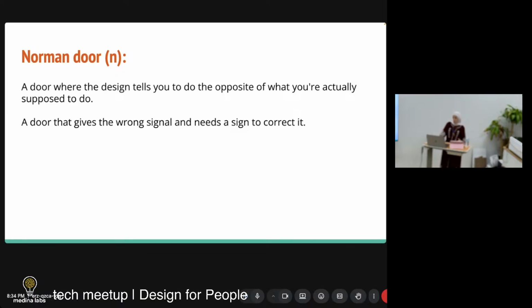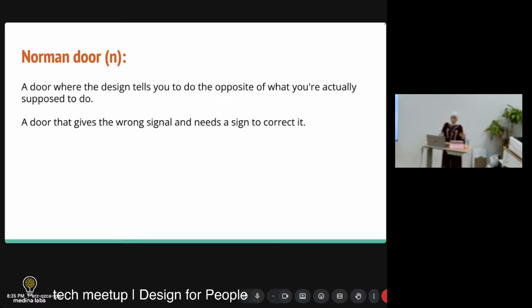And this concept does not apply only to doors. It applies to anything you're using. It applies to websites and apps. So if you have a button on a website that's not obviously clickable, or the search bar is hidden, that means you created a digital normal door.